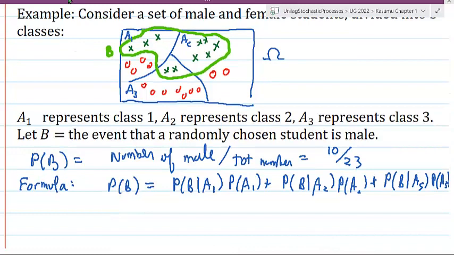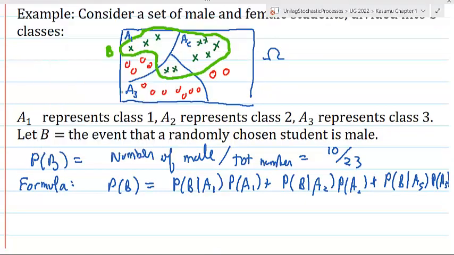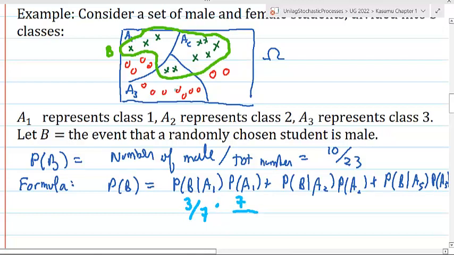Probability of B given A1, let's figure out what that is. That's going to be, well, there's 3 males in the class, and that's out of 7. The probability of A1, well, there's 7 in class A1 out of the total number of students, which is 23, right? Okay. We counted before, the total number of students is 23.